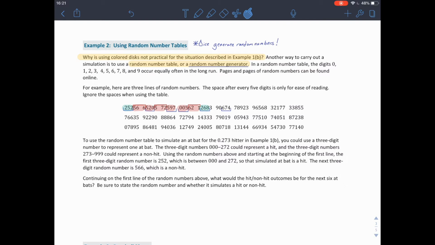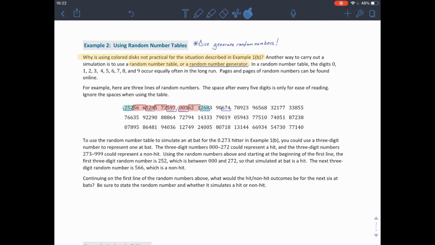So if we were going to use this random number table to simulate the at-bat for that 273 thousandths hitter from that last example, we could just pull out 3 digits from here and have them represent what happens when we go at bat. So since it was 273 out of every 1,000, then the first 273 numbers, which would be from 0 to 272, could represent a hit, and then all the rest of the numbers would be a non-hit. So when we're working with random number tables, we have to figure out what to do with our 000 number, which will pop up.